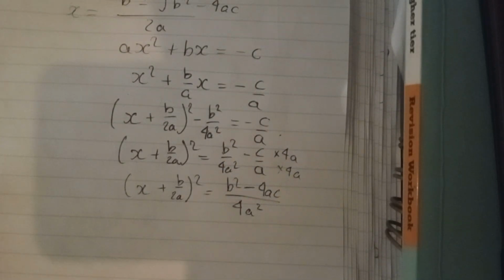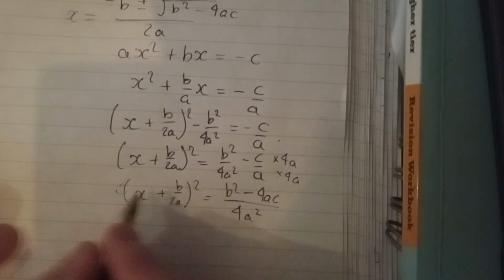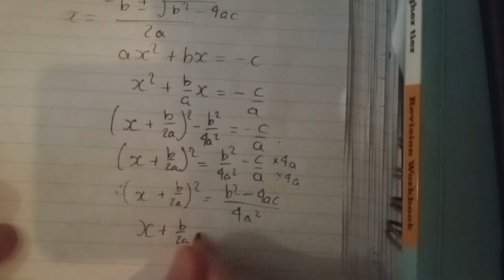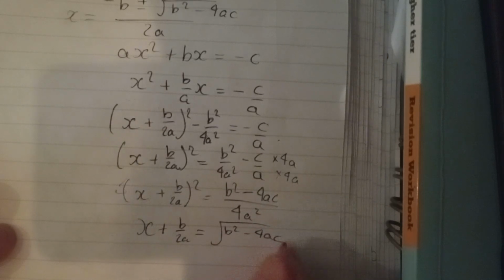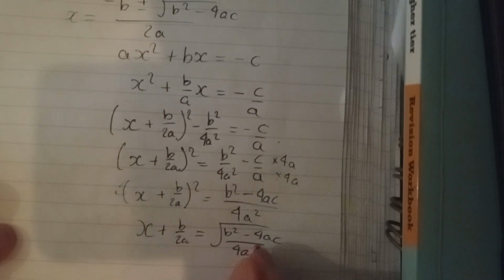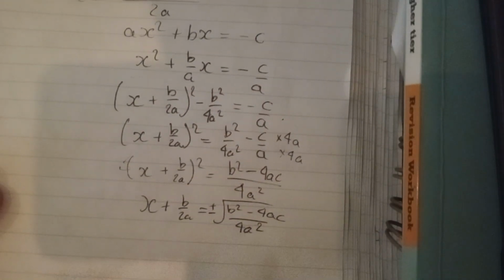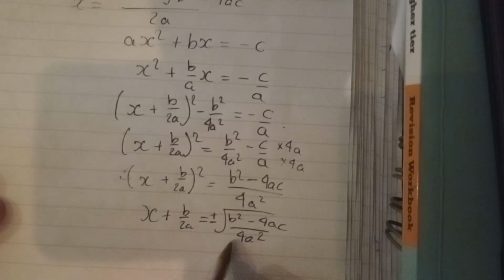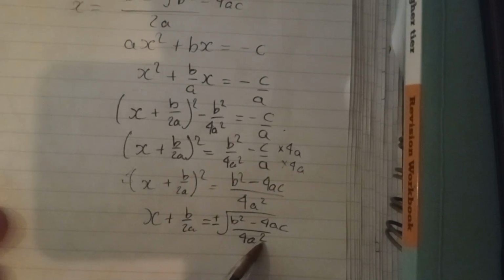If we want to isolate x, I did this in a previous video. If we have a squared, we just square root it. So the square root cancels the squared. So we are just left with x plus b over 2a is the square root of b squared minus 4ac over 4a squared. However, with 4a squared, what's the square root of 4? It's 2. What's the square root of a squared? It's a. So we can square root 4a squared already.